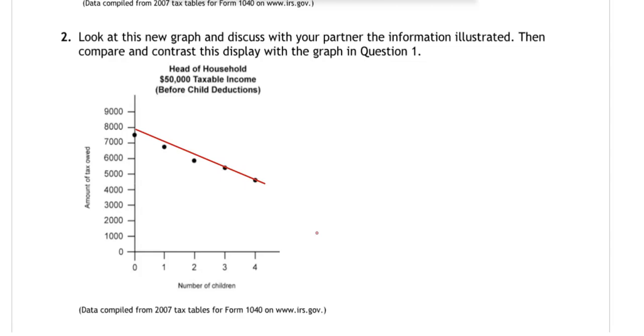So you can see that as the number of children goes up, the amount of taxes owed decreases. So the more children you have, the less taxes you pay, apparently. But trust me, you pay in every other way.